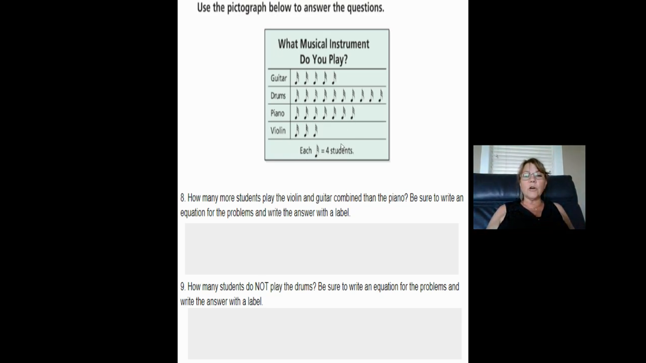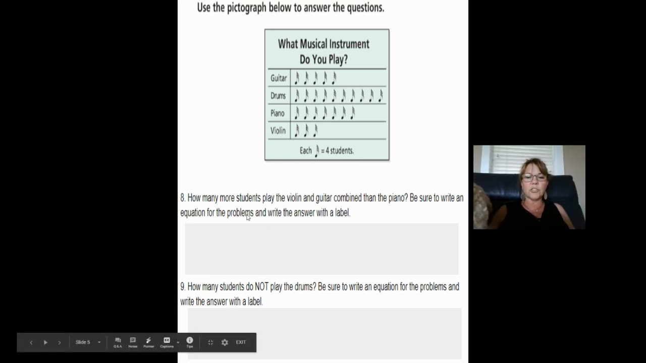These notes, each note, what do they equal? So that should help you. You're going to use this to answer these questions.